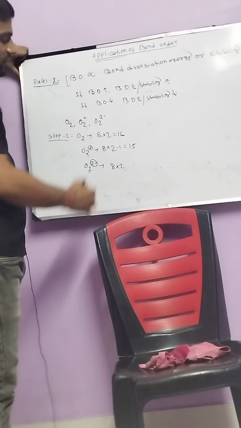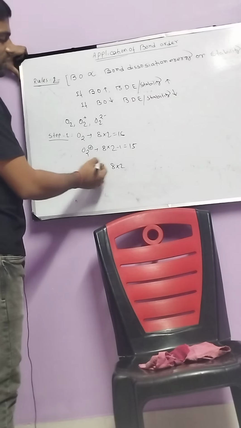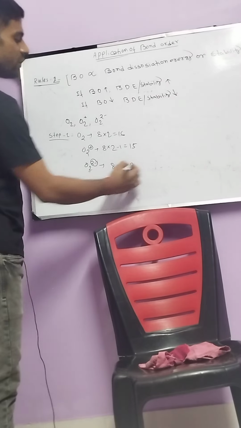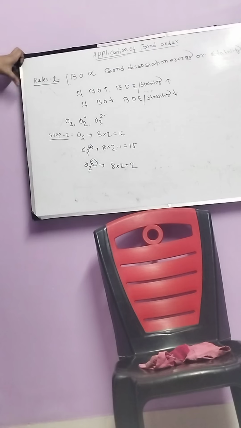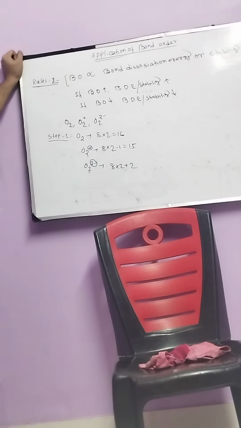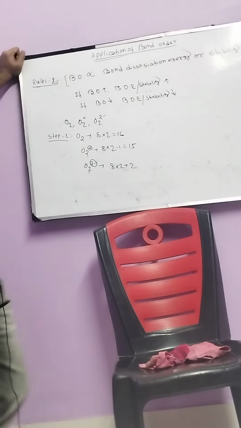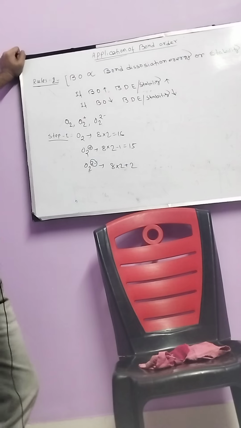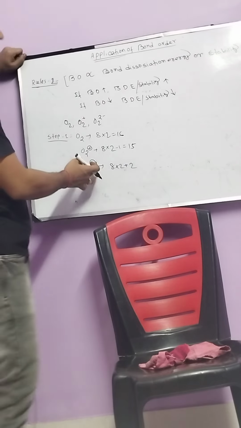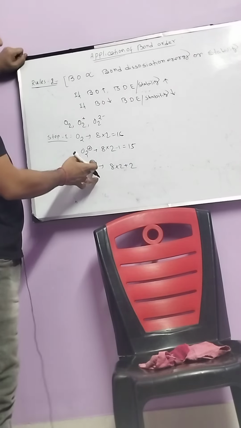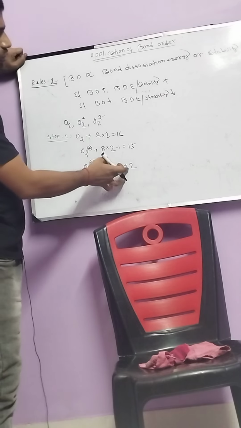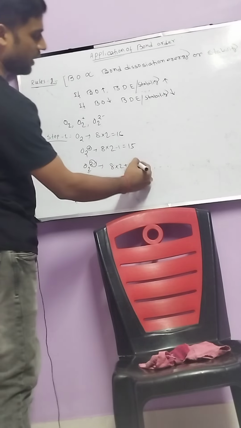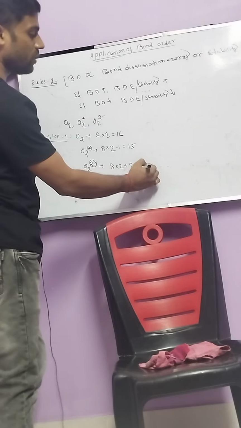2 minus means 2 excess electrons are added. In chemistry, minus is for a rich person and positive for a poor person, so the minus sign denotes excess electrons. These 2 electrons are added: 8 into 2, 16 plus 2, 18.